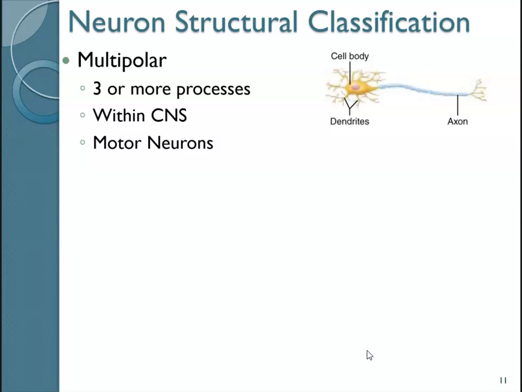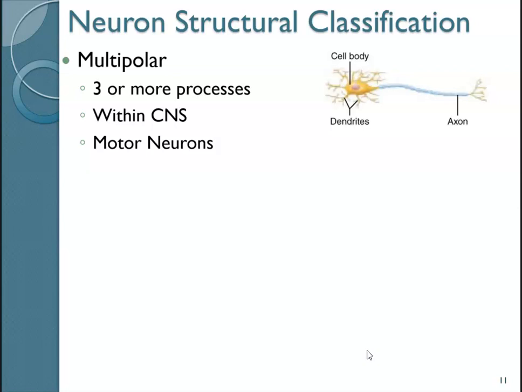So if we have 3 or more branches, 3 or more of these processes, we call them multipolar neurons. Multipolar neurons are the most numerous in our body, right? They're found within the central nervous system. Pretty much all of the cells there are multipolar, and all of the motor neurons are also multipolar. So the other two are basically both for sensory.